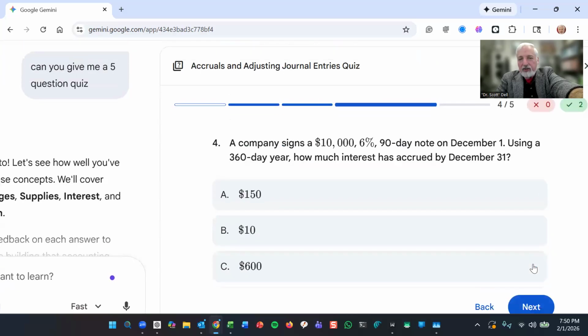A company signs a 10,000, 6% 90-day note. Now remember, that's 6% a year or 6% over the 90 days. You hope you said 6% over the year. So that's 0.5% a month. Using a 360-day year, how much interest is on December 31st? So $10,000, 10% is 1,000, 1% is $100. And we said 0.5% would be $50.